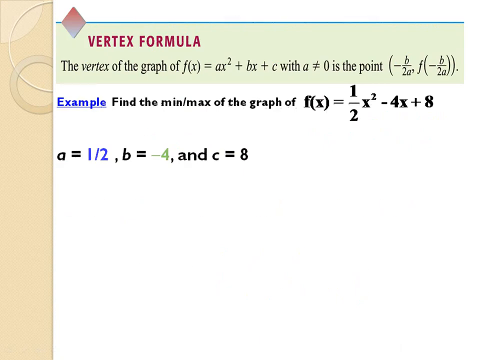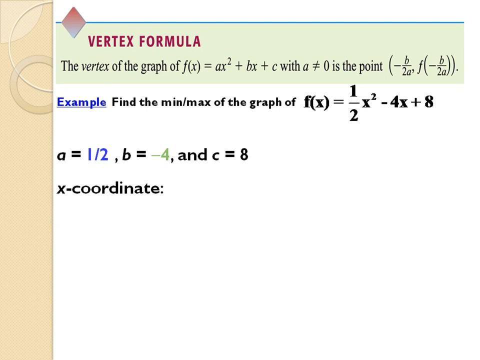Now let's do an example. Let's find the minimum and maximum value of the graph of f of x equals 1/2 x squared minus 4x plus 8. Here our a is 1/2, b is negative 4, and c equals 8. So if we were trying to determine what the minimum or maximum value is, we would just plug that information into the formula.